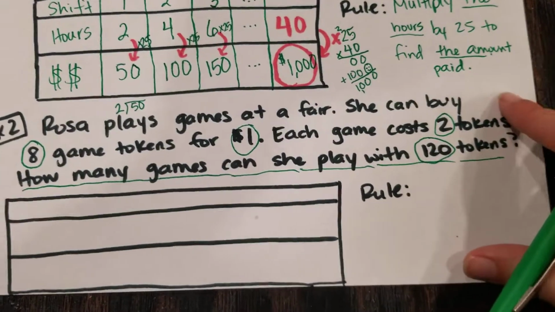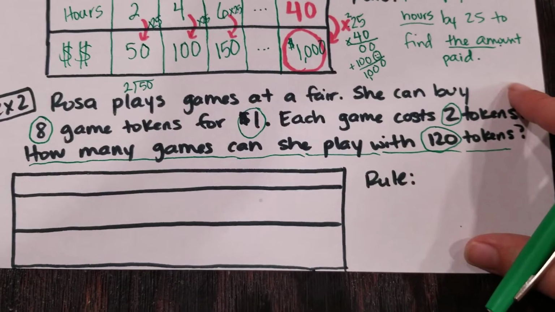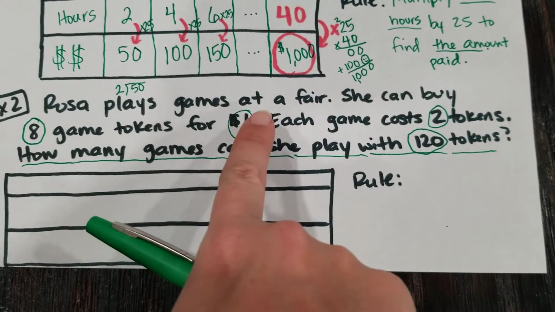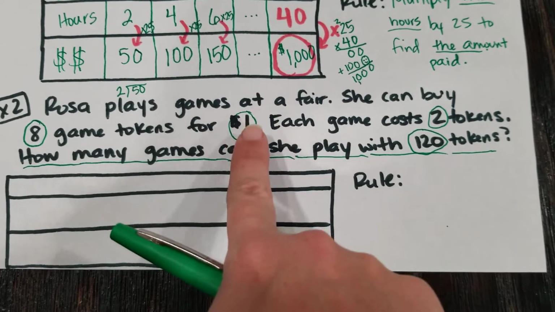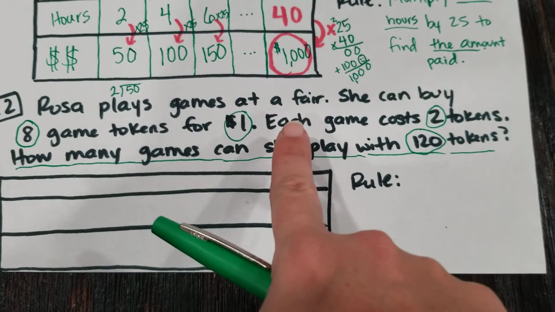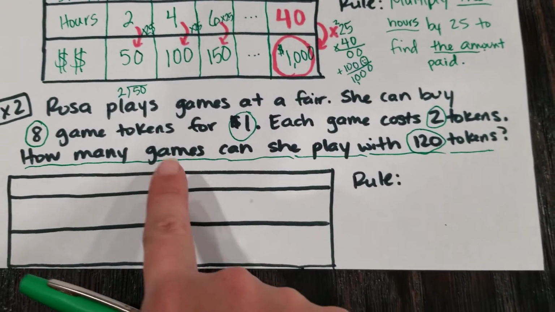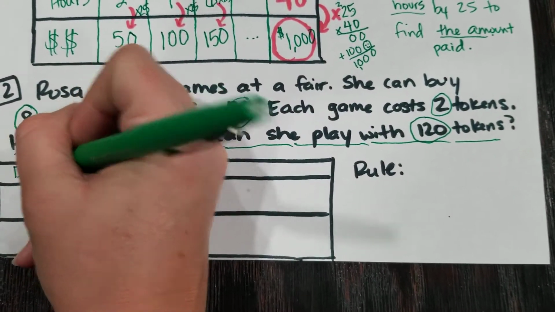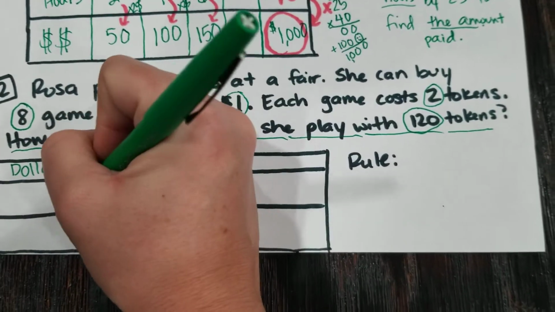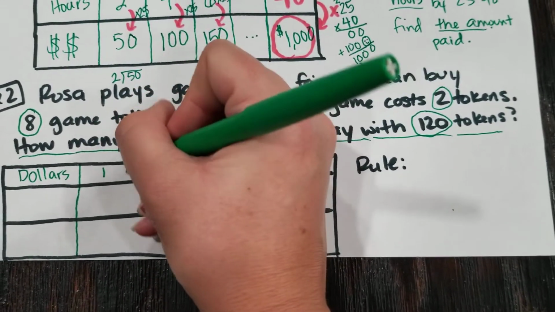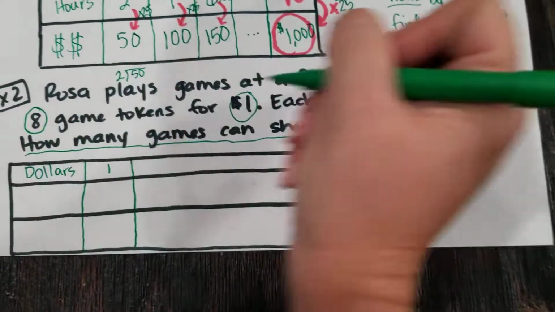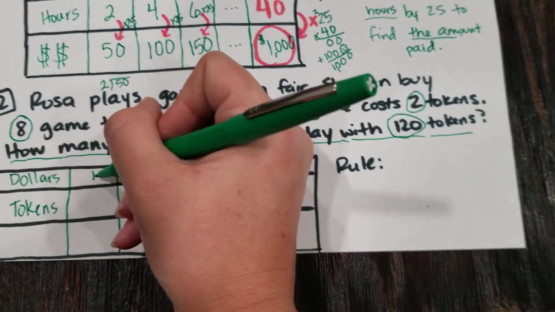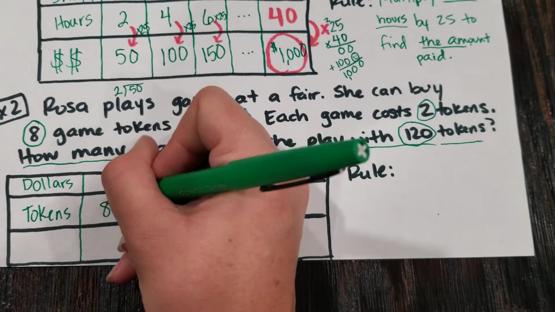Oh, this is going to be kind of a tricky table. Let me think. So with every $1, she gets 8 tokens. So I think I'm going to make it like for $1, she gets this many tokens. For $2, she gets this many tokens. And then I need to figure out how many games she plays for each dollar too. So that means my top line is going to be dollars. Okay. So for $1, right? And then this is going to be tokens. So $1, she gets 8 tokens.